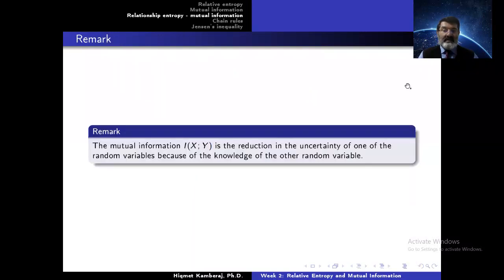As a remark, I could say that the mutual information I between x and y is the reduction in the uncertainty of one of the random variables because of the knowledge of the other random variable.